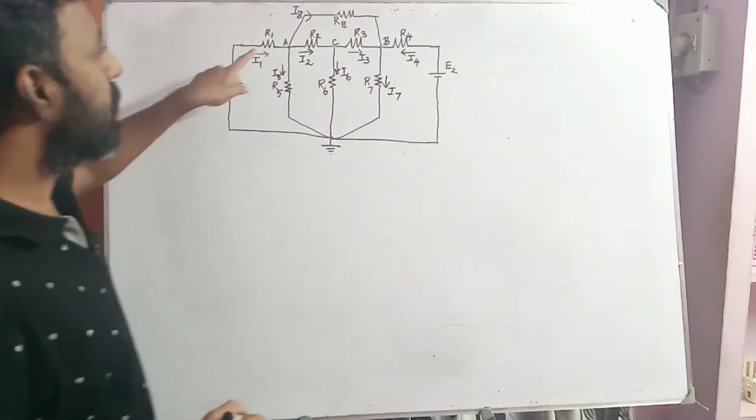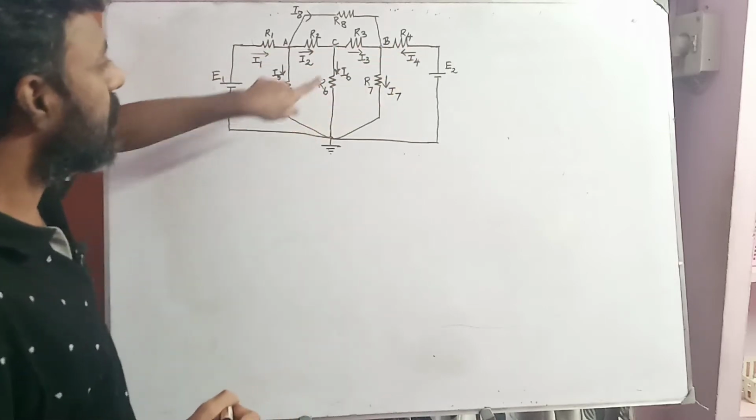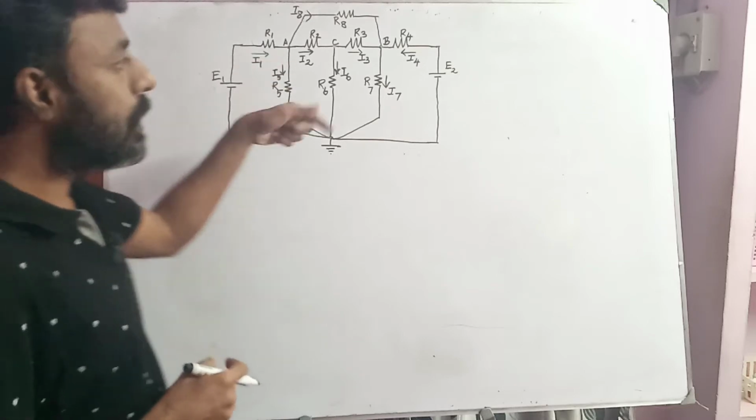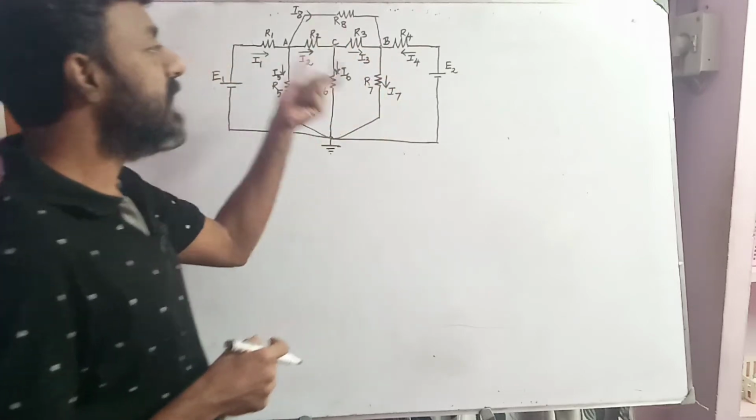So I have marked the value of the resistors and I have marked the direction of current. So now what we need to do is solve the circuit. We need to derive the expression.